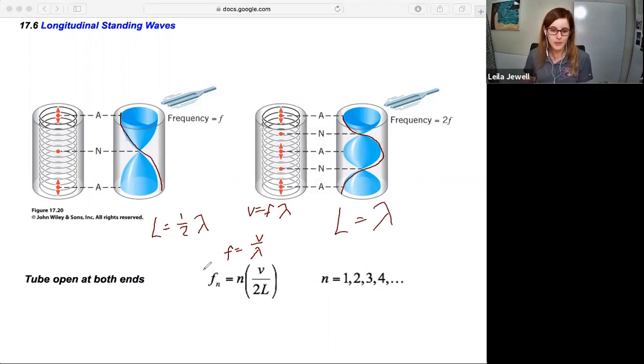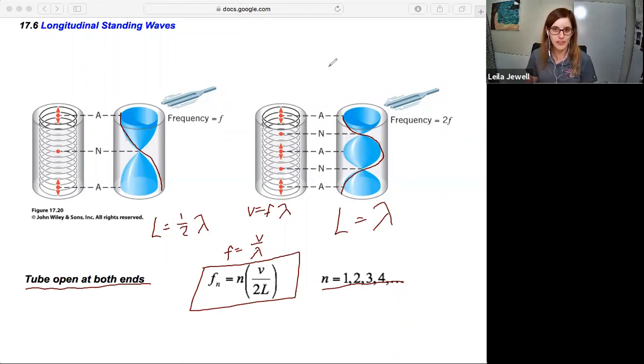So it turns out we can write it like this as the general result, that the frequency of every harmonic is equal to n, the number of the harmonic, times the speed of sound, divided by 2 times the length. So this is for a tube that is open at both ends. We can thus calculate its frequencies from the first harmonic, second harmonic, third harmonic, fourth harmonic, and so on and so forth. And it comes from this pattern that's always building up.